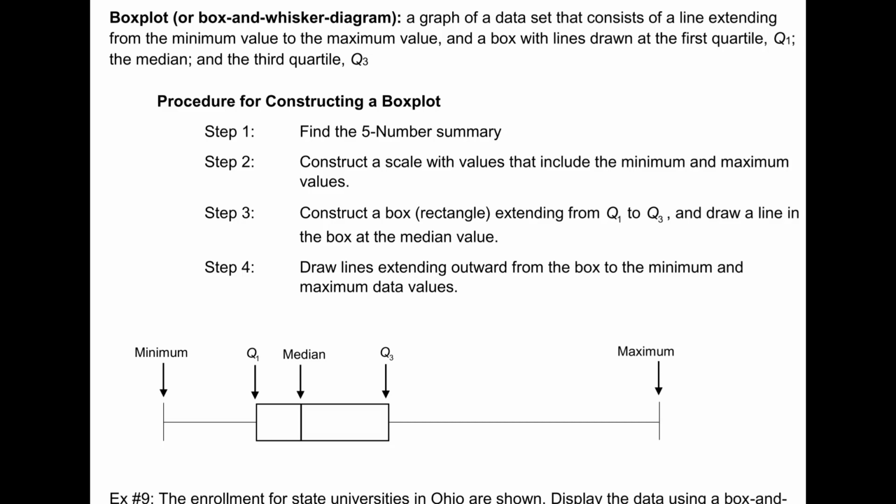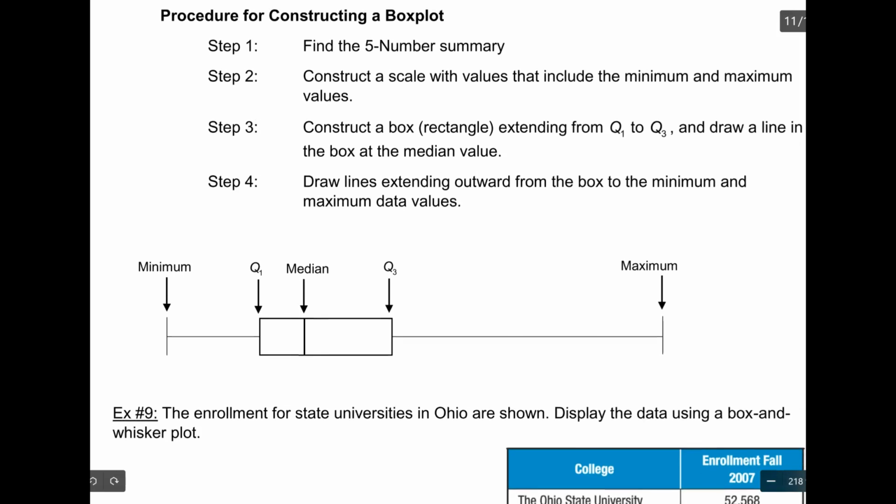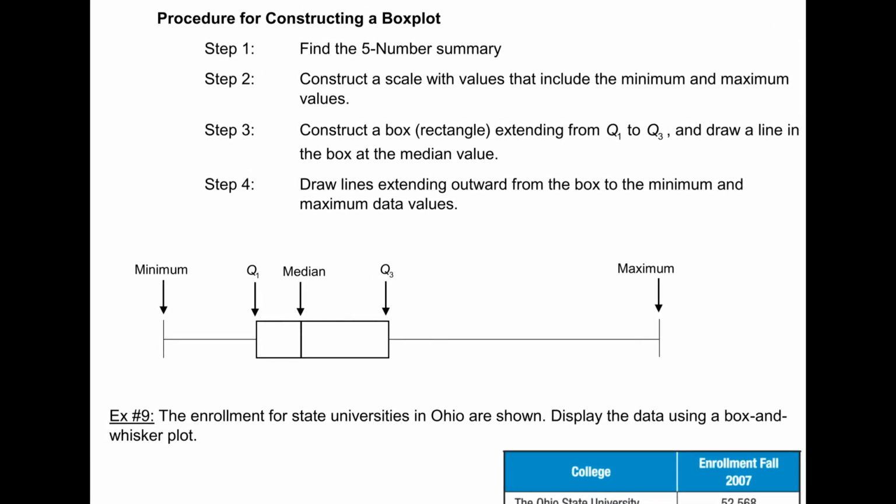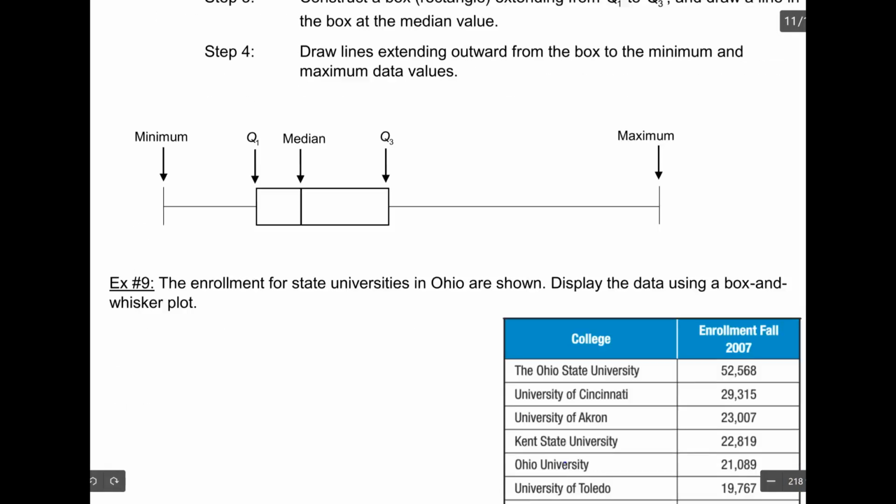Okay, so how do I do this? First, find the 5-number summary. Guess what? That's what we just learned how to do. You go through the stat calculation on your calculator, and it tells you your 5 things. Then you construct a scale with values that include the min and max values. Construct the box from Q1 to Q3. Draw a line at the median value, and draw lines going out.